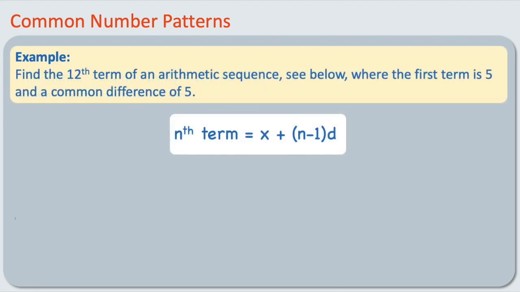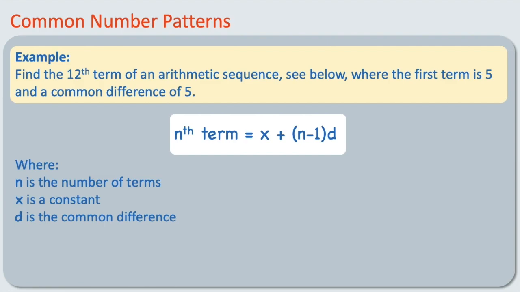Let's look at another example. Find the 12th term of an arithmetic sequence displayed on the screen, where the first term is 5 and the common difference is 5. The nth term is equal to x plus (n minus 1) multiplied by d, where n is the number of terms, x is a constant, d is the common difference, where d is equal to 5.